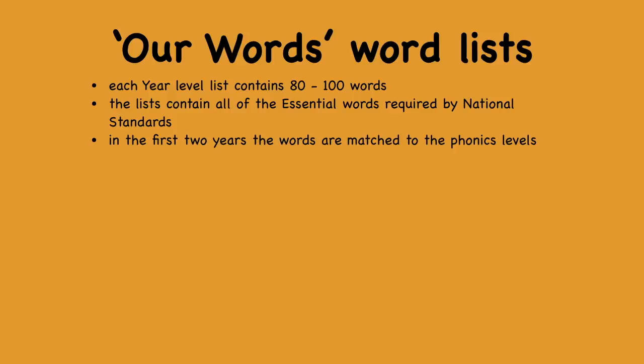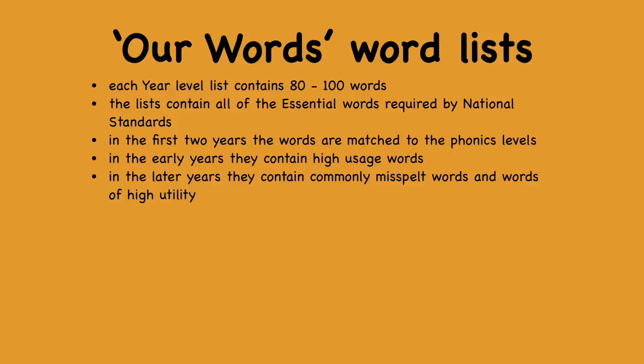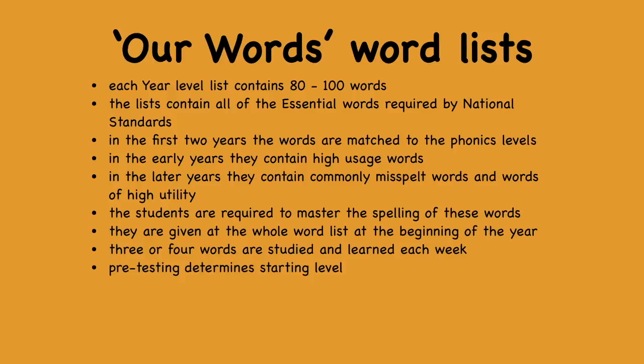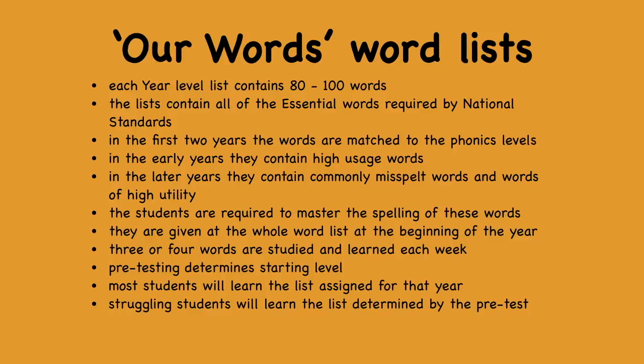In the first 2 years, they're matched to the phonics levels. And in the early years, they contain high usage words, later years, commonly misspelt words, and words of high utility. The students are required to master the spelling of these words. They are given the whole word list at the beginning of the year, and 3 to 4 words are studied and learned each week. Pre-testing determines the starting level. Most students will learn the list assigned for that year. However, struggling students will learn the list determined by the pre-test. Very able students will be given extension work using chart words.